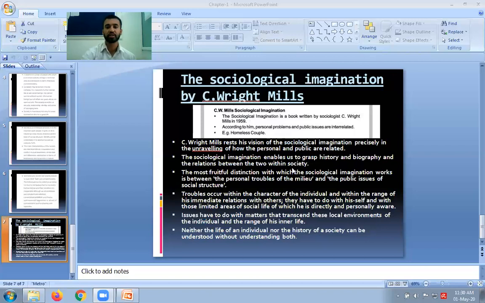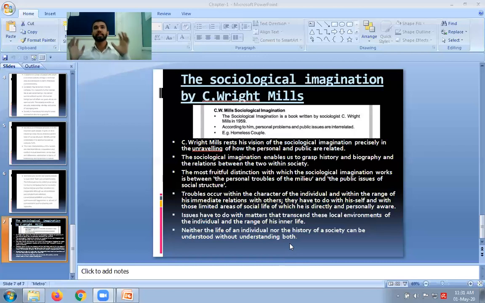The sociological imagination enables us to grasp history and biography and the relations between the two within society. Look, when we are talking about a homeless couple, we can also take another example: unemployment. People are now not getting employment. This can also be understood in both aspects, as a personal problem and as a public issue. For someone who is unemployed, we can say it is his personal problem. But we can also understand it as a public issue, because when most people are not getting employment, it becomes a public issue. For an individual also it becomes a public issue, but for many people it automatically does, right?